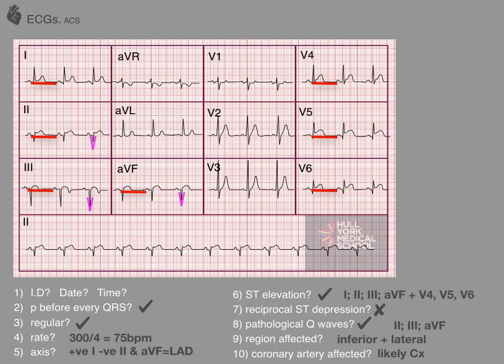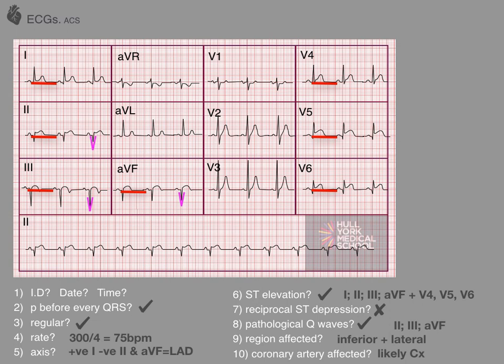If we then think about the region affected on this ECG, this is rather more widespread than we've seen in the examples before. So 2, 3 and AVF are our inferior leads, but we're also seeing ST elevation in your chest leads, V4, V5 and V6, and also in lead 1. And these generally cover the lateral border of the heart.